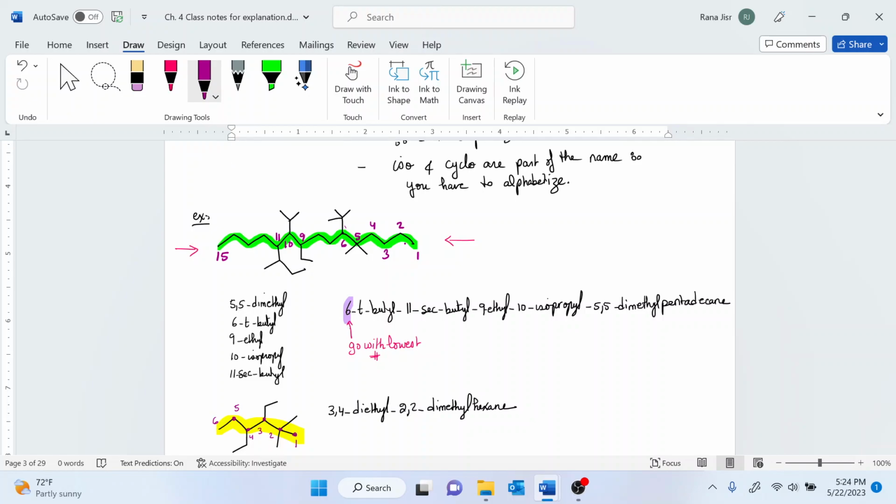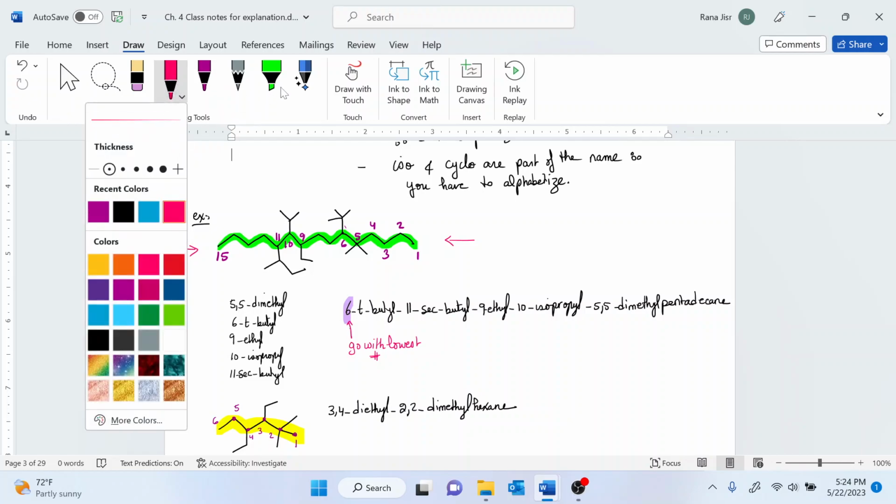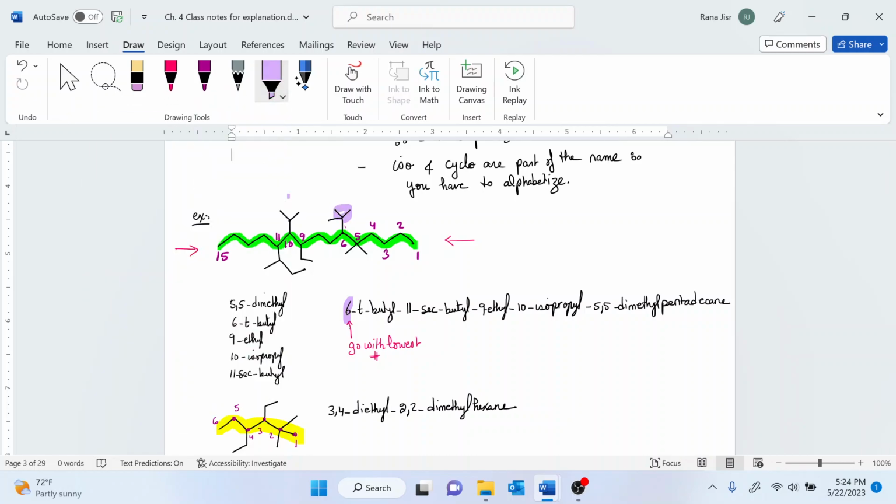Now to put the substituents in, let's highlight the substituents. So I have this tertiary butyl group, I have the isobutyl group, I have the secondary butyl group. So these you would need to know. And the ethyl group, and then the two methyl groups. So I have 6 substituents. List them like this first, because you're not used to naming. After you do a lot of examples, you can skip this step. But for now, just list them like that.